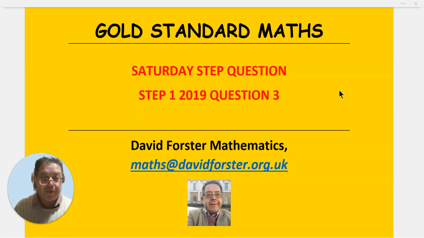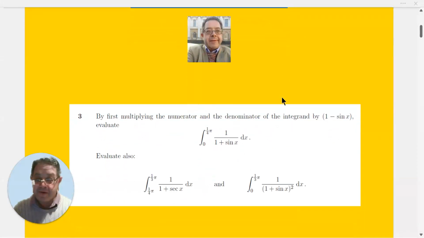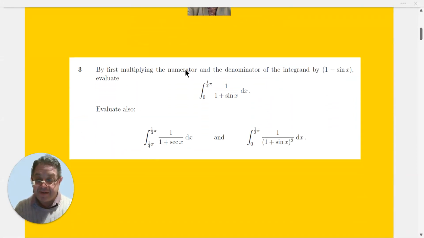Today's Saturday step question is from Step 1 2019, and it's a question involving trigonometric integration. So in this question, we're given three integrals. The first one we're told how to do, and for the second and third we have to adapt the method we've learnt in the first part. This question really tests all your knowledge of trigonometric integrals, especially those using sec and cosec. All the techniques really are rolled out in this one.